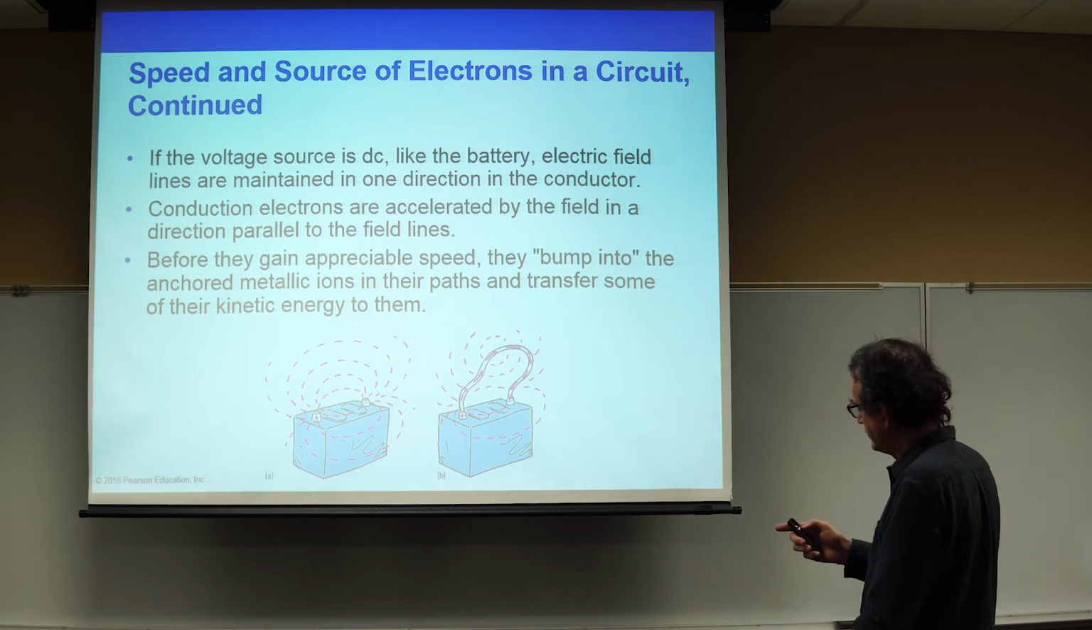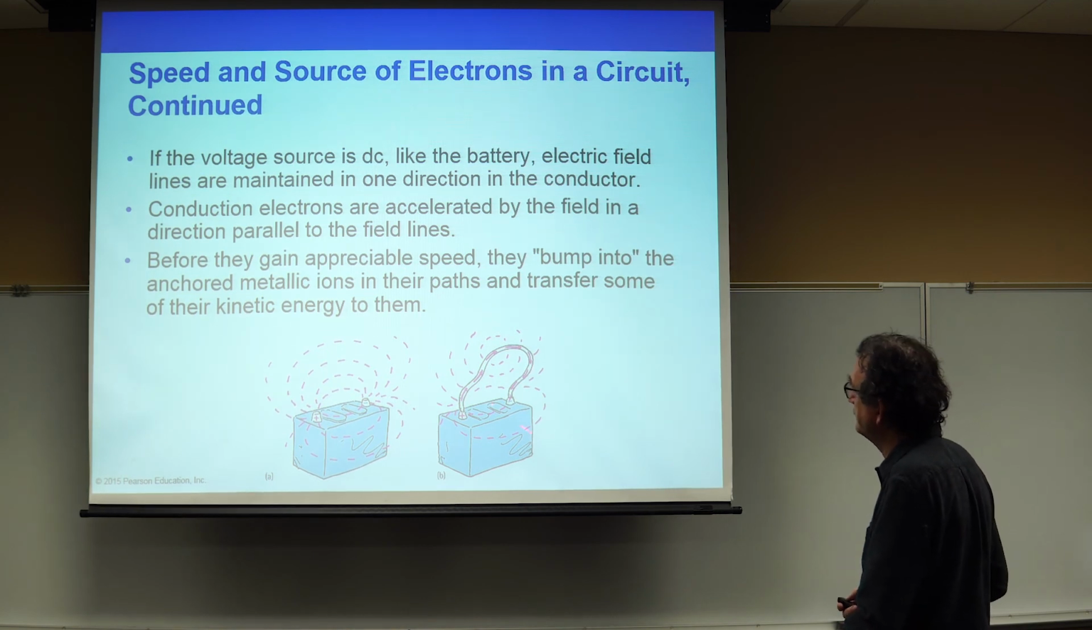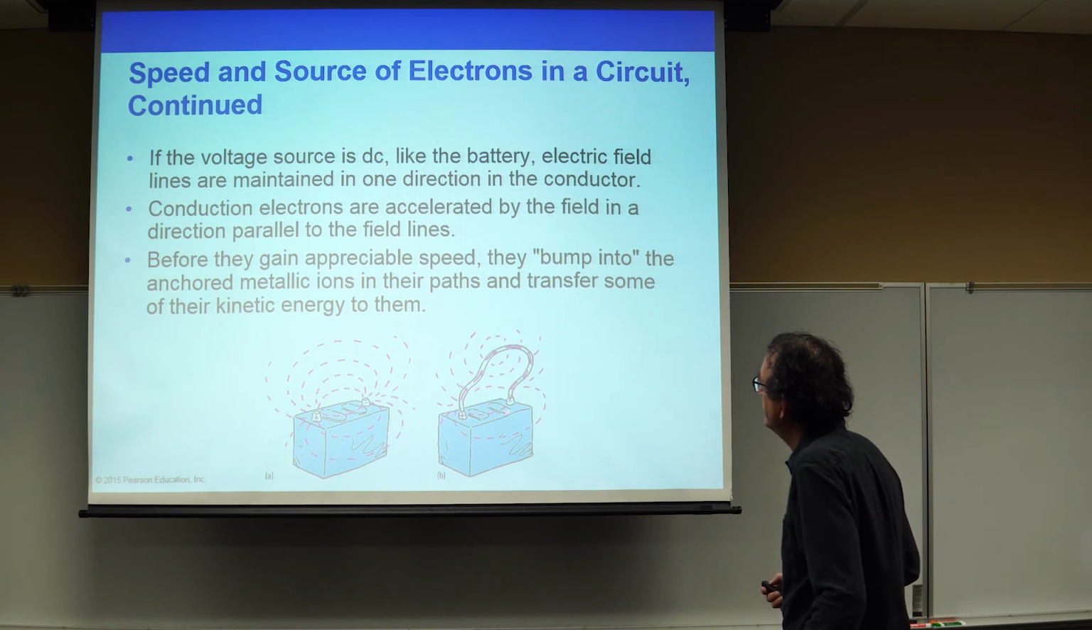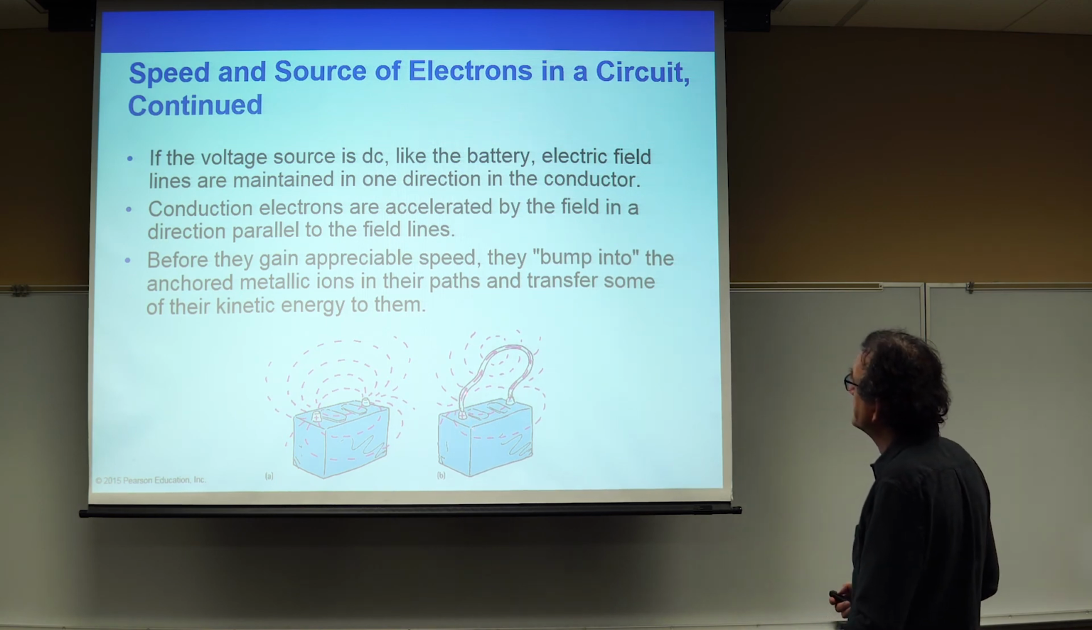The conduction electrons are accelerated by the field. The field is generated by the positive and the negative terminals. The field always goes from positive to negative. And remember, electrons go the opposite direction. They go against the field. They go from negative to positive.